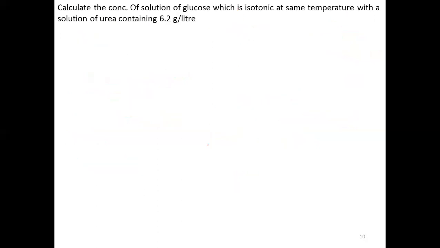Next, numerical. Calculate the concentration of solution of glucose which is isotonic, at the same temperature, with the solution of urea containing 6.2 gram per liter. Now we have to find the concentration of a glucose solution which is isotonic with the urea solution whose concentration is 6.2 gram per liter. As previously we have derived, those two solutions which are isotonic with each other at the same temperature will have equal concentration. C1 is equal to C2.